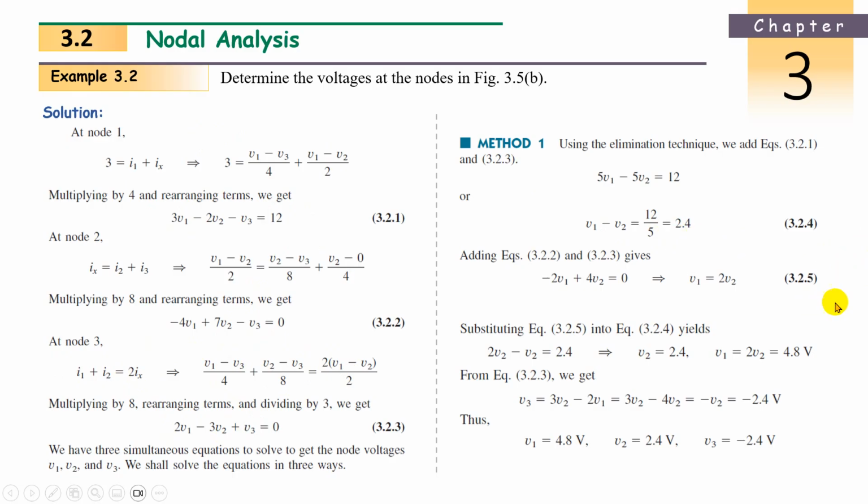All of them contain V1, V2, V3, with the variables on the left side and the non-variables on the right side. By the elimination technique, you will get V1, V2, V3 as 4.8, 2.4 and minus 2.4. You can get it by the elimination technique, but I prefer the matrix method. Okay.